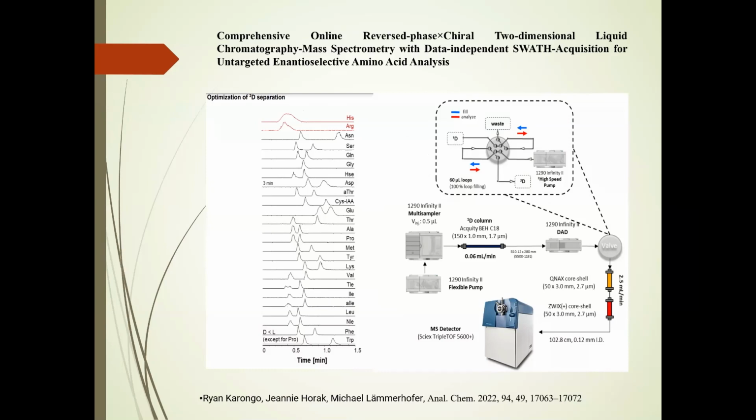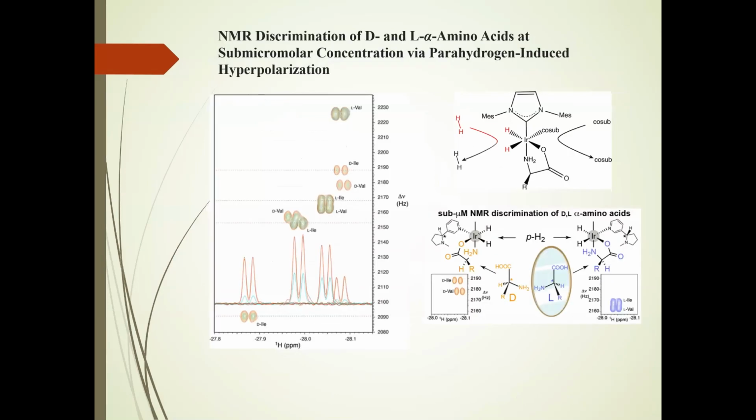So by LC, probably it's better to use 2D LC, where the first column can pick up the metabolite we want to analyze for the enantiopurity and send it to the second chiral column. So by this process, we can have continuous switching between different columns, the first column and second column, and send the selected metabolite to the second column to study its enantiopurity.